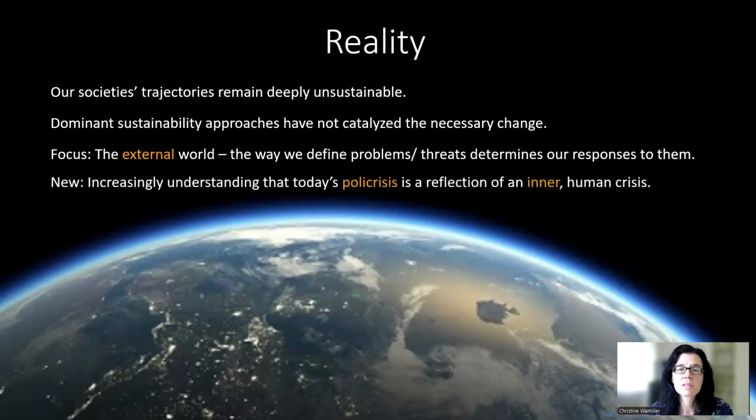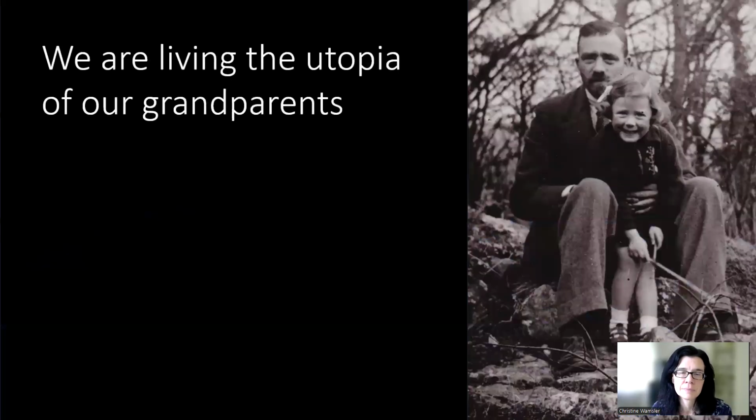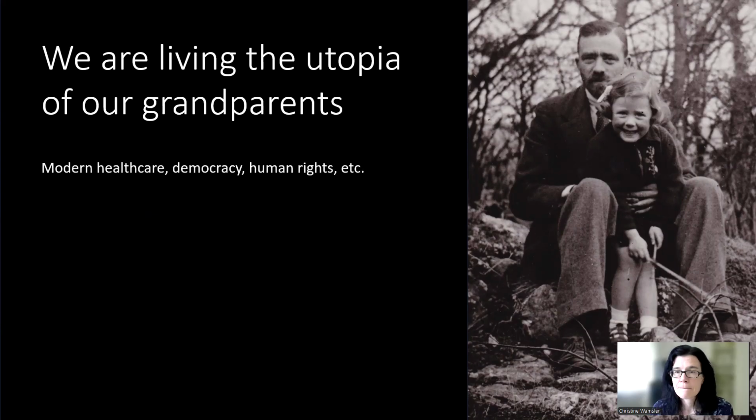But what is changing the narrative now is that we are increasingly understanding that the threats and crises we are facing are in fact a reflection of an inner human crisis. But what does this mean? And how did we get there? It means that we are currently facing an interesting point in time. On the one hand, many of us are probably living the utopia of our grandparents. We should not forget all the positive things, how fortunate we are. Most of us are probably enjoying the privilege of a life with modern healthcare, democracy, and human rights.